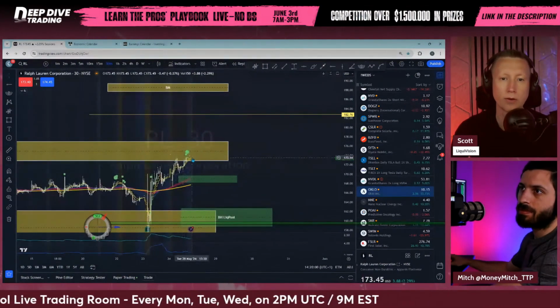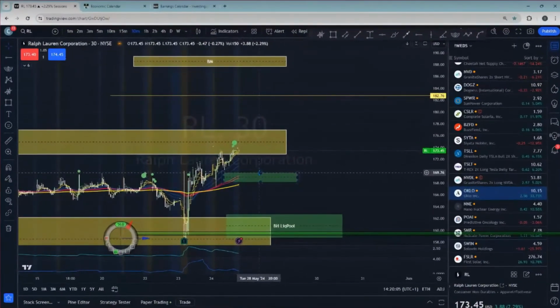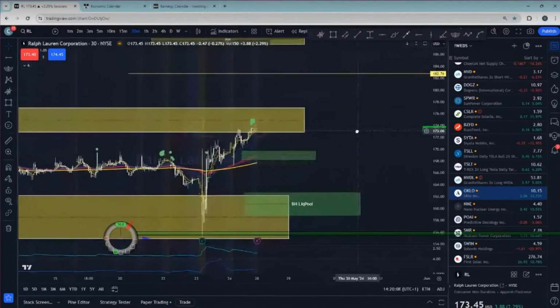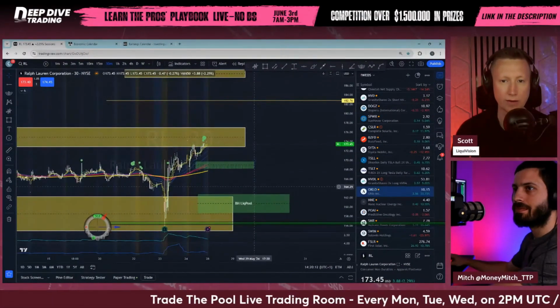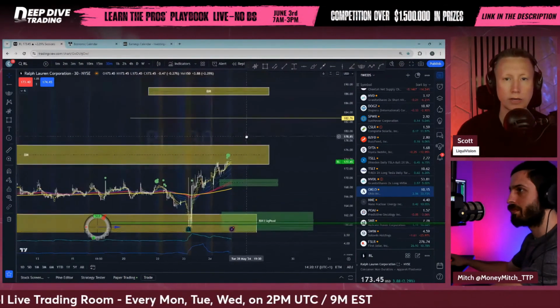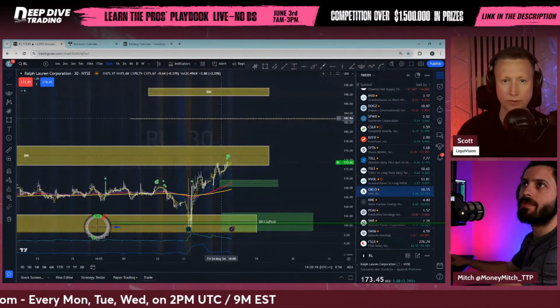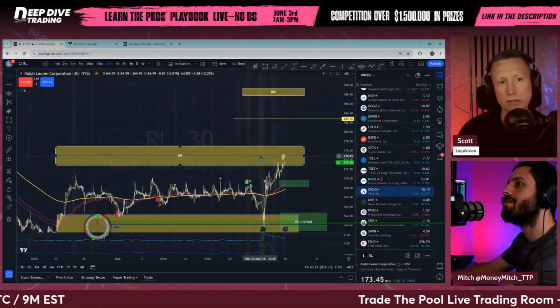So I'd be looking for these pullbacks to the pink moving averages and the buy side pulls to hold for opportunities to long. Obviously, the risk is that first attempt there at 168. If that fails, then we fill a gap. Ultimately, just looking for a pullback to get into that long and hoping for the 182.50 or the 187.50 kind of area to get to. That's Ralph Lauren.